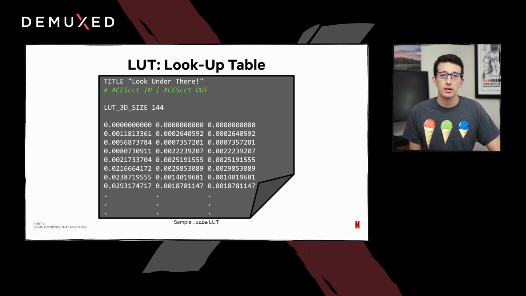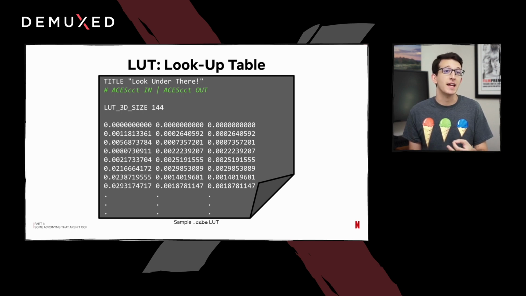You might have already heard of lookup tables, or LUTs. Like CDLs, LUTs are applied as point operations to modify RGB image values. They are often used when the mathematical operations necessary to perform a color transform are more complicated than what can be described by a simple power function or a CDL.